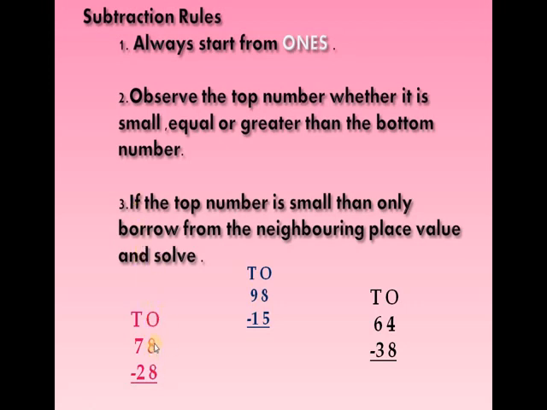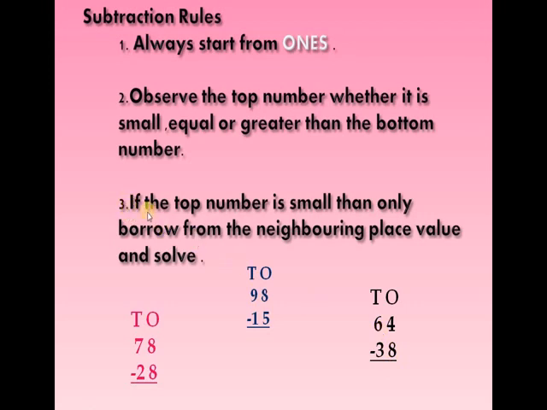Here in this top number and bottom number both are same, so they are equal. In this sum, in the ones digit, top number is 8, bottom number is 5. That tells that the top number is greater than the bottom number. And in this one, in ones place value, we have top number as 4 and bottom number as 8. This tells that 4 is smaller than 8.